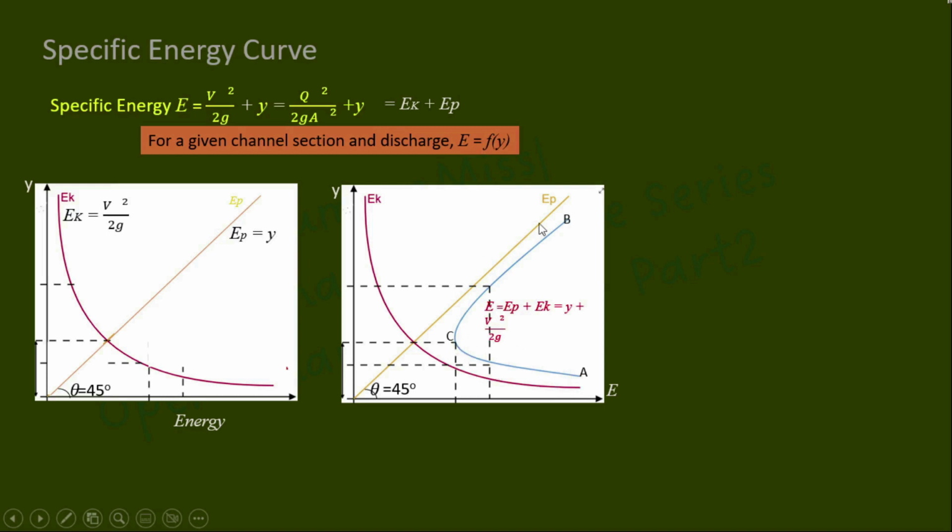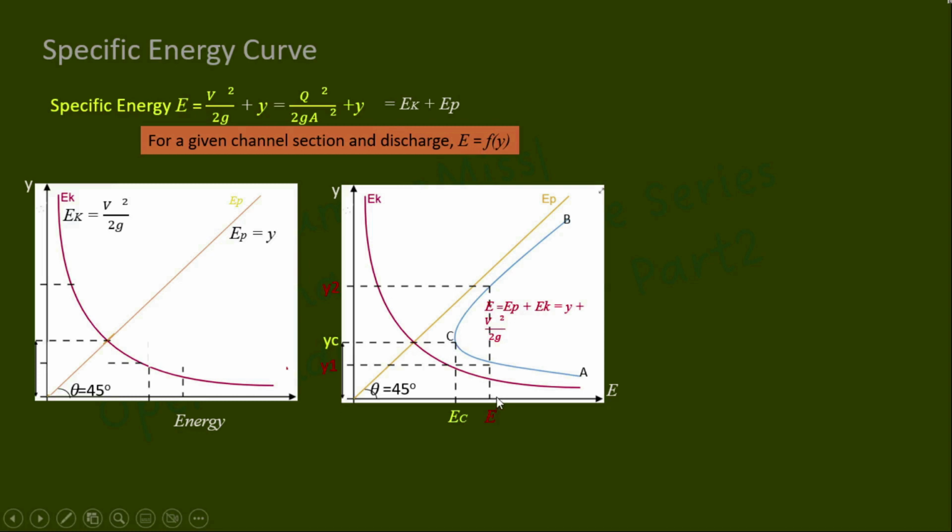This curve ACB has two limbs, CA and CB. The limb CA goes asymptotically towards the energy axis, whereas the limb CB goes asymptotically towards the potential axis. When you observe this curve ACB, you can see that when the Y value increases from low to high, the specific energy decreases and reaches a minimum value. Then it starts increasing with increasing value of Y. The point C represents the minimum value of specific energy, and the flow condition corresponding to this minimum specific energy is called the critical flow condition.